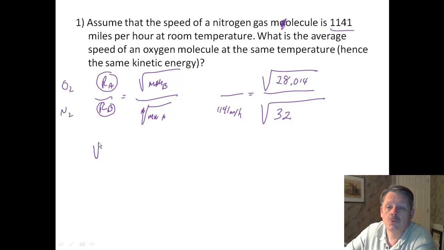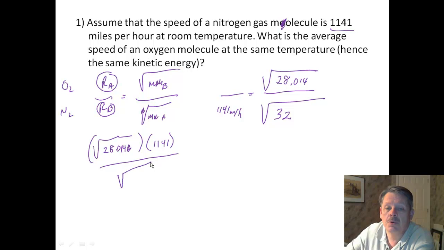You take the square root of 28.014, and you multiply that by 1141, which is your miles per hour, and you divide by the square root of 32. That's pretty simple. Then you come up with your answer. And your answer is going to be 1,068 miles per hour.